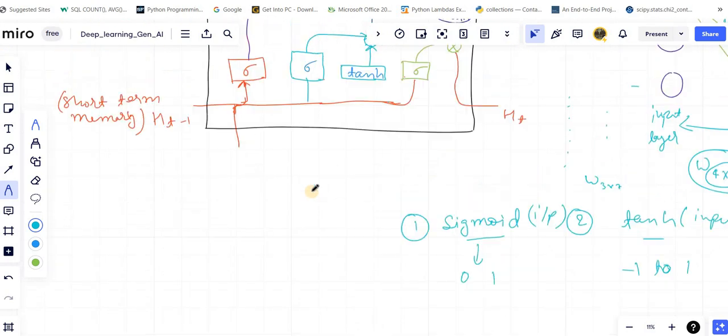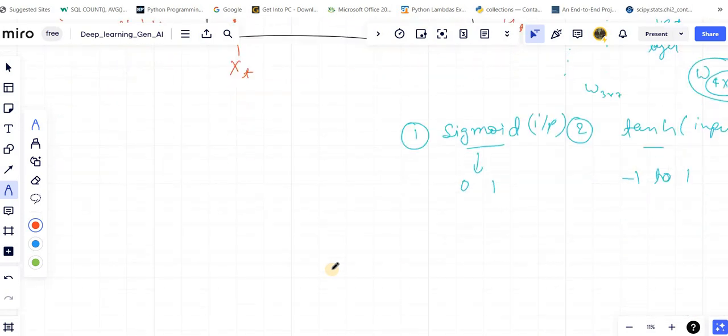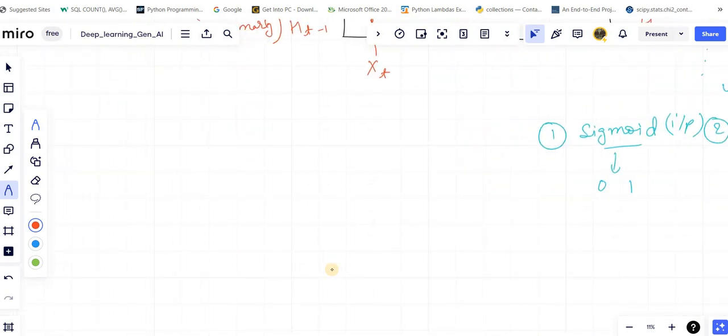Now let's see the LSTM. Now let's see how I build it up from a completely blank box, without neurons or anything in it.